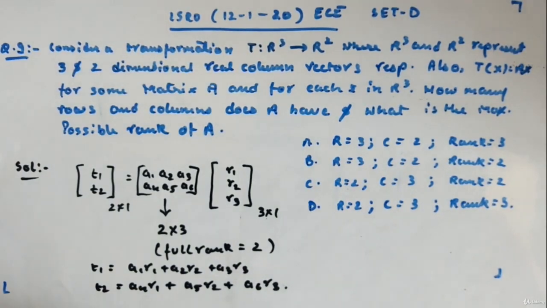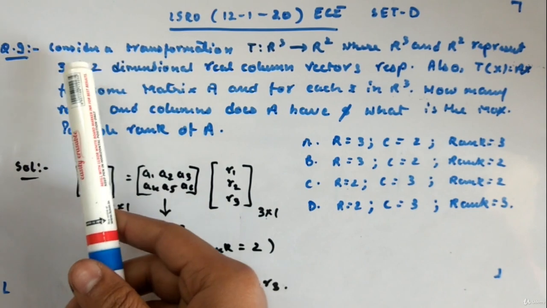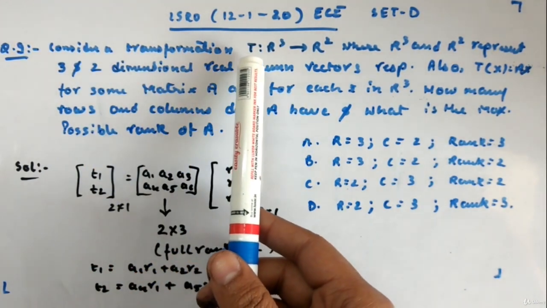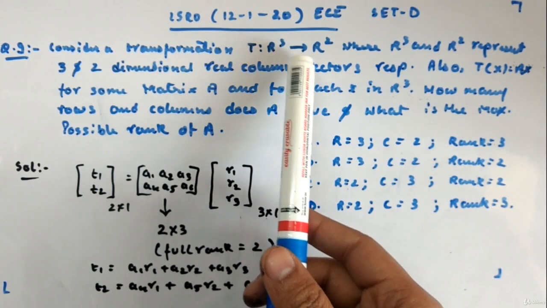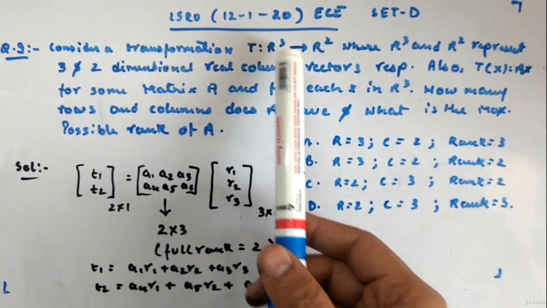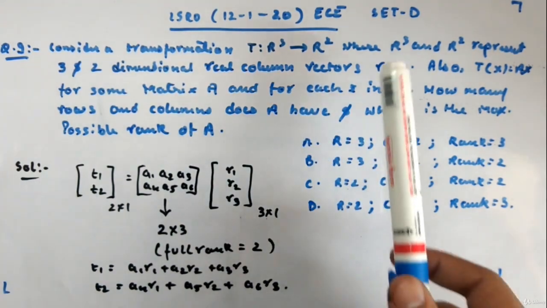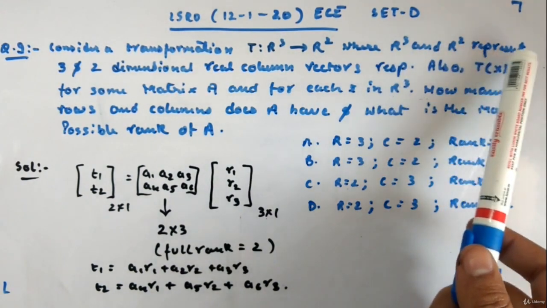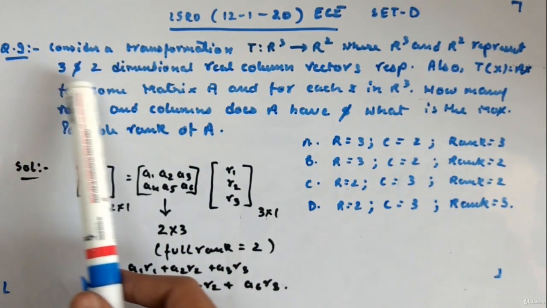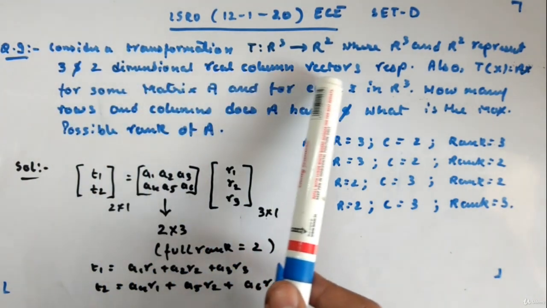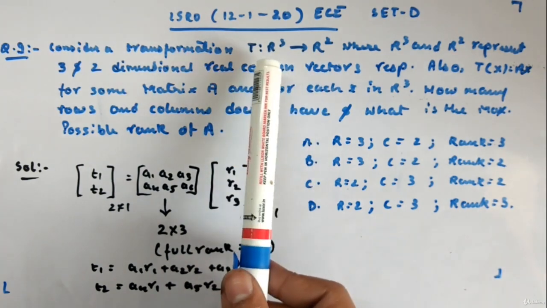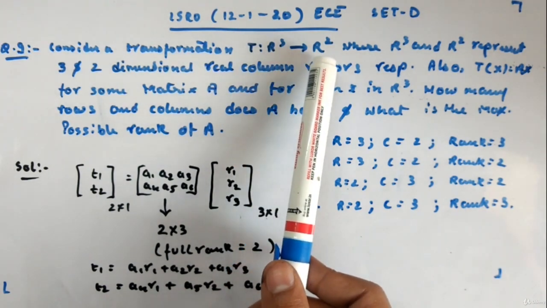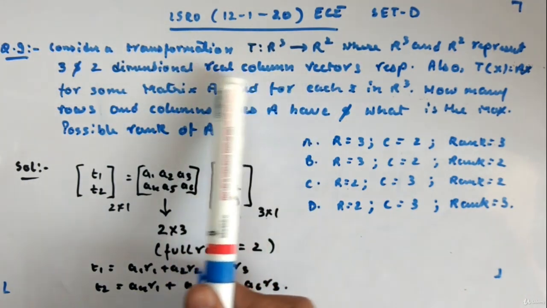Okay, so question 9. It is given, consider a transformation T that converts R3 to R2, a 3-dimensional to 2-dimensional. What is R3 and R2? R3 and R2 are represented by 3 and 2-dimensional real column vectors. Means both are column vectors. One is 3-dimensional and one is 2-dimensional, and they consist of real values.